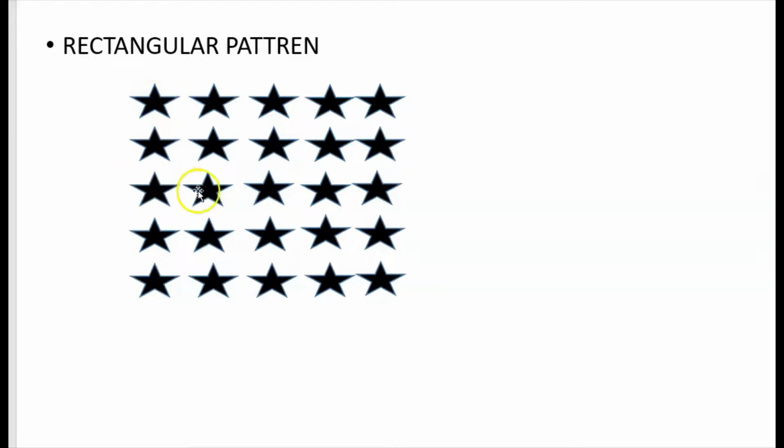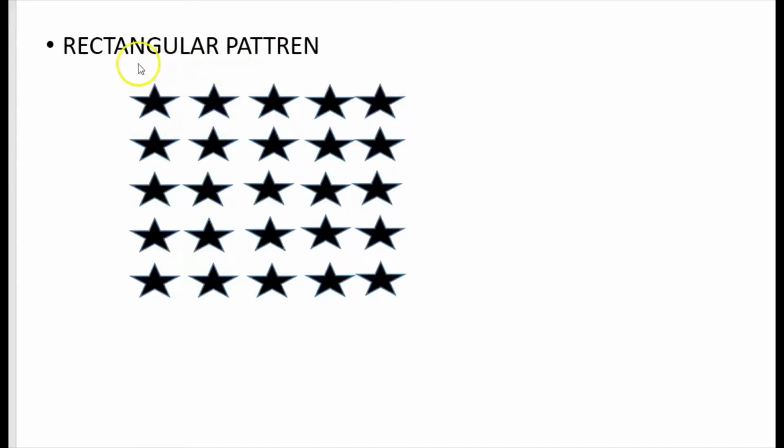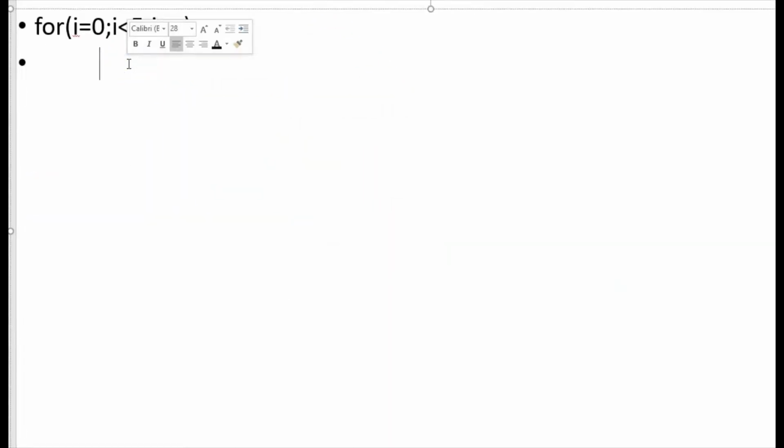How many lines? 1, 2, 3, 4, 5 lines. So we need to execute this loop 5 times. I select the variable I. Inside the for loop, we need another loop which is for printing the star pattern, 1, 2, 3, 4, 5 times. We need to execute that loop also 5 times. So we take another variable, for example J, starting at 0. We need to execute this also 5 times.